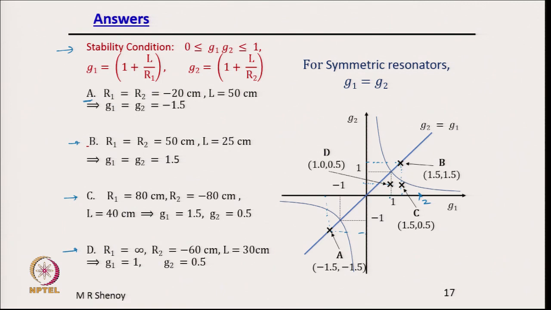So, G1 is 1. This dotted line is 1 and this is 0.5. Clearly, once we look at the position of the points, we can conclude that A and B are unstable resonators, whereas C and D, this is D, this is C, are stable resonators.